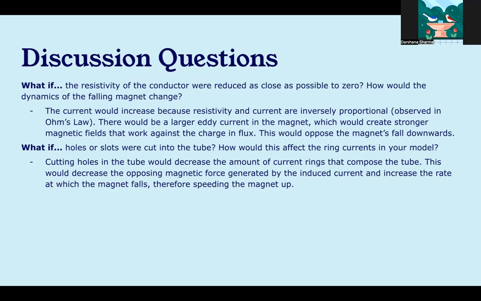If holes or slots were cut into the tube, they would decrease the amount of current rings that make up the tube, which would decrease the opposing magnetic force generated by the induced current. This would increase the rate at which the magnet falls and speed the magnet up.